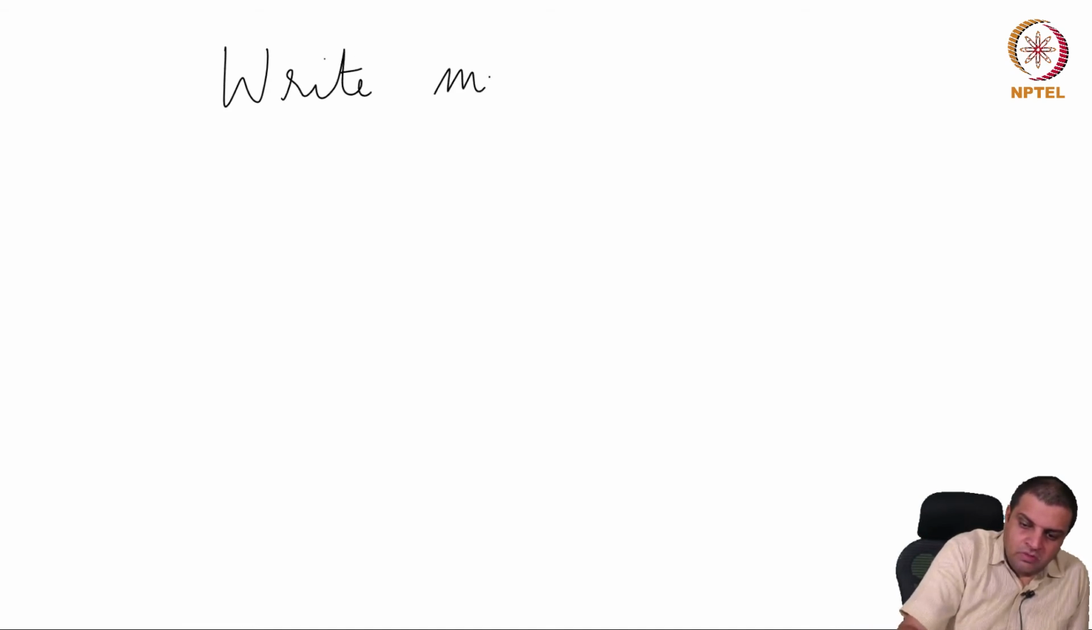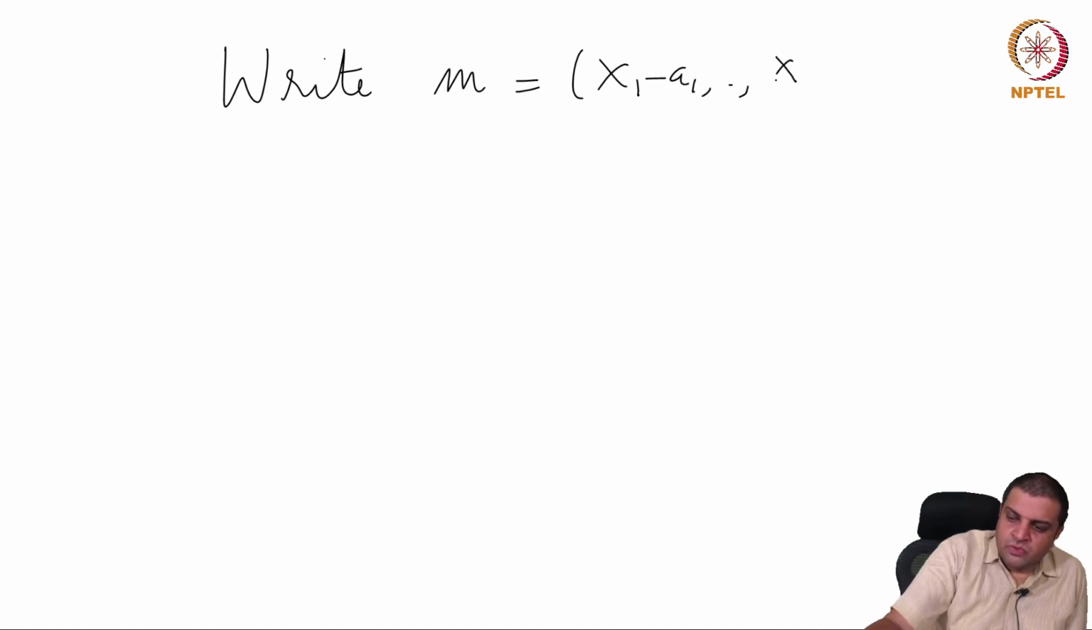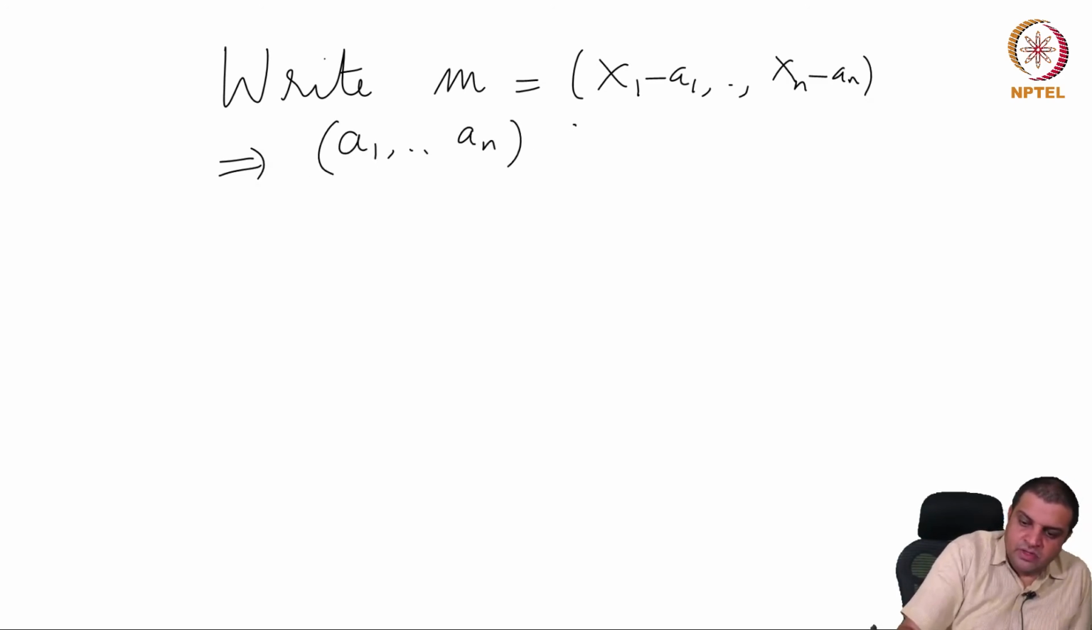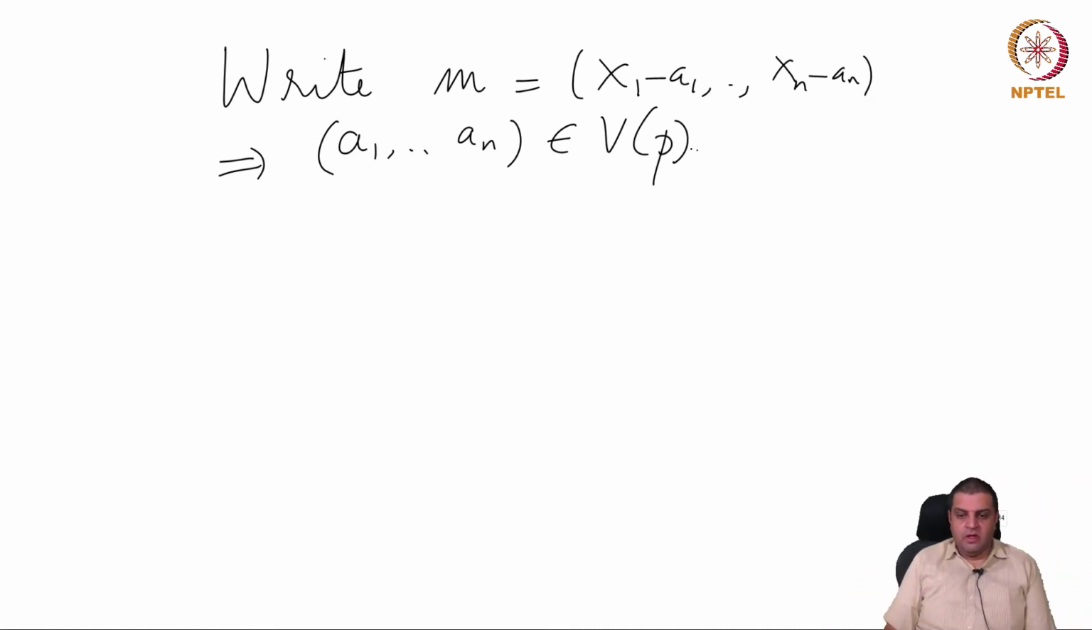This implies that, so write M as x1 minus a1 through xn minus an. Okay. This implies that the point a1 through an is inside V of P.